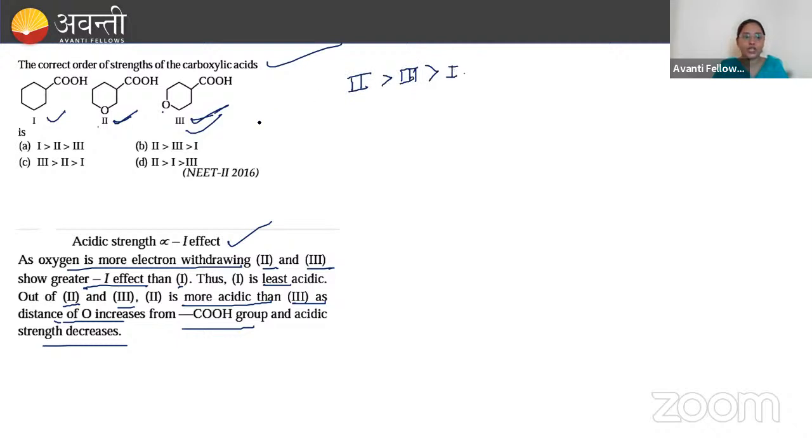So what is the correct option here? Option B. Okay. Do you get the idea of this? How to relate this question?